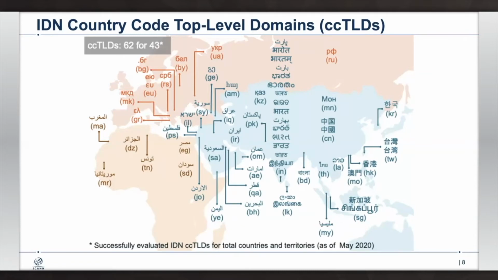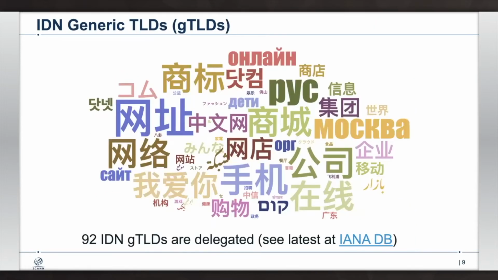So in the ccTLD space, there are already 62 strings which have been evaluated successfully from 43 countries and territories. Of these, 61 have already been delegated into the root zone. On the generic top-level domain side as well, in the 2012 round, the community was able to apply for strings in local languages. So far, there are 92 internationalized domain names delegated as generic top-level domains. You can see a complete list of these in the IANA database linked from here.